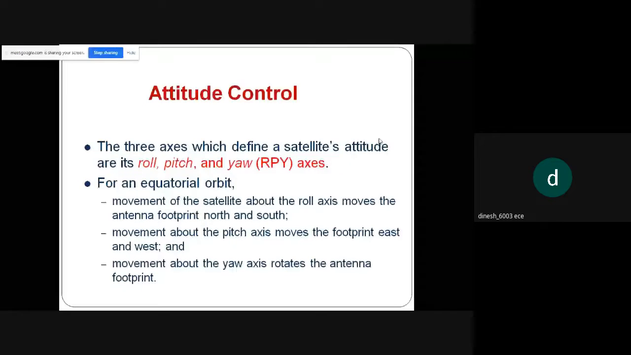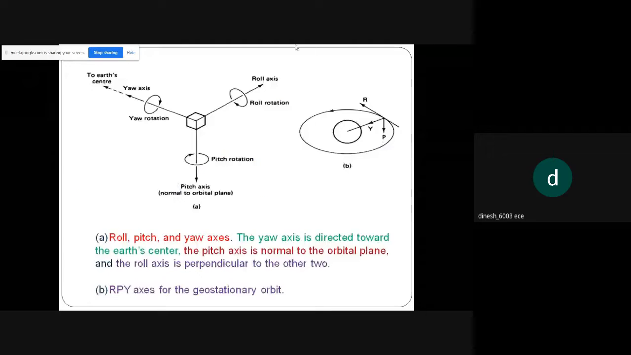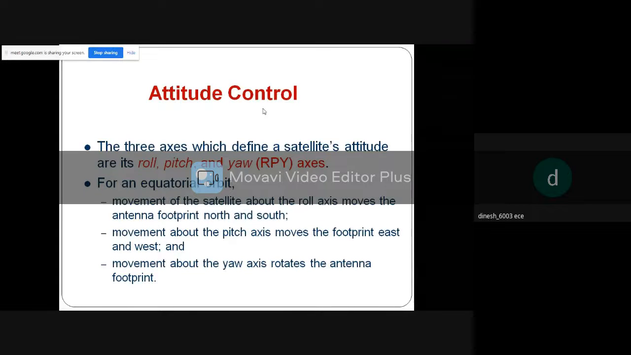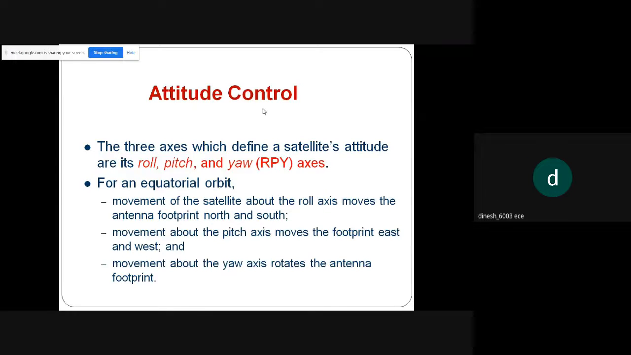Movement of the satellite about the roll axis, which is R, as you can see, moves the antenna footprint north and south. The movement about the pitch axis moves the footprint east and west. And movement about the yaw axis rotates the antenna footprint.